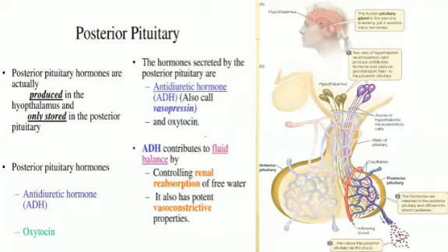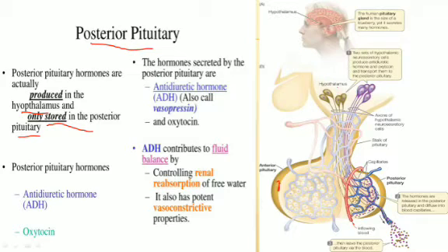Okay, let's talk about the next gland, the posterior pituitary lobe. You can see the hypothalamus, and here is the pituitary gland. It is the size of a blueberry, which we have discussed before. A very important thing about the posterior pituitary is that its hormones are directly produced by the hypothalamus and only stored in the posterior pituitary.